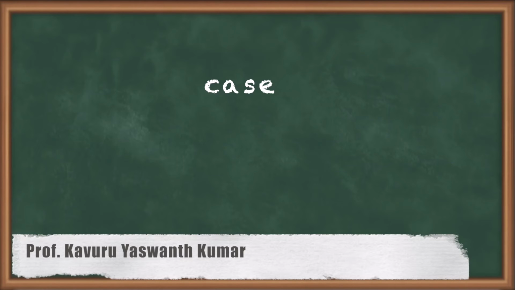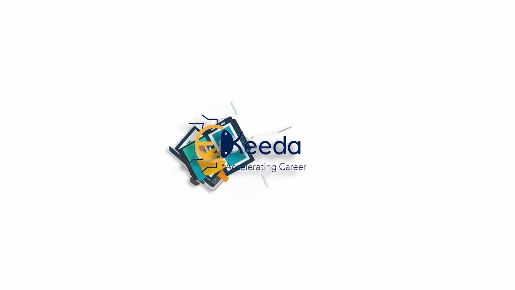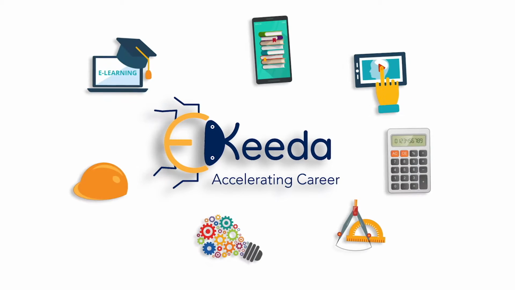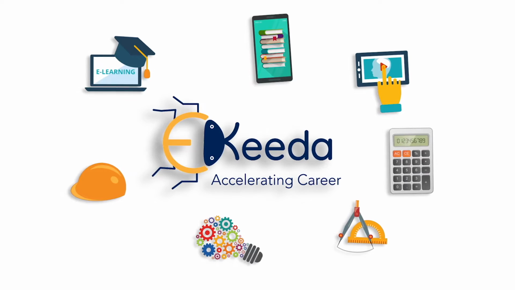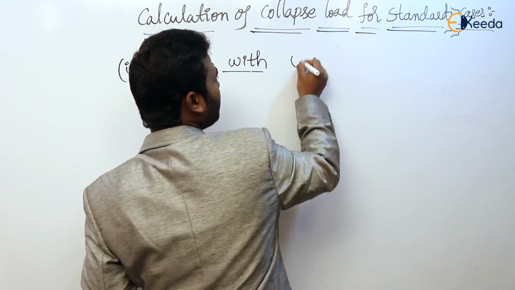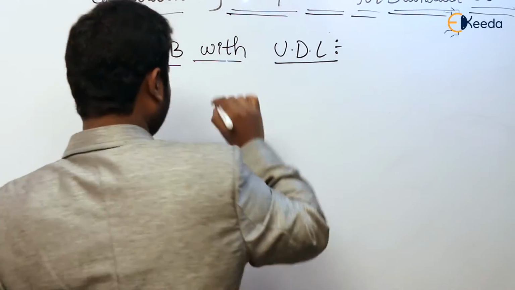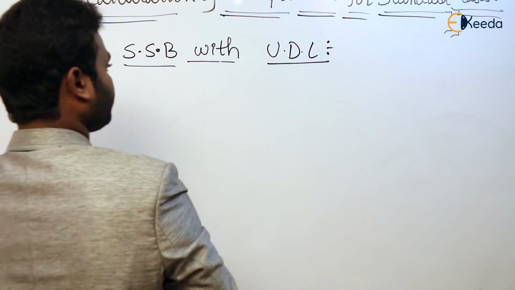Okay, so this is the second case. Now let us go to the third case, that is simply supported beam with UDL, uniformly distributed load. UDL means uniformly distributed load. Like this.